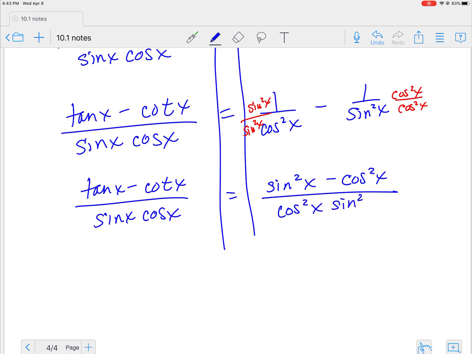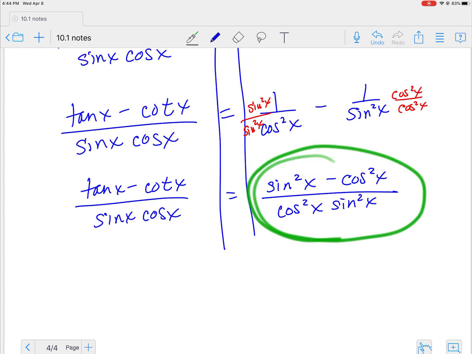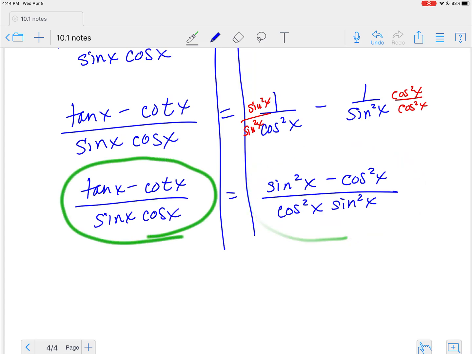Tangent x minus cotangent x over sine cosine equals sine squared x minus cosine squared x, and my common denominator is cosine squared x sine squared x. All right. Okay. So we're getting close, right?